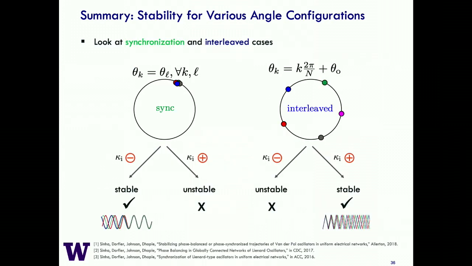Here is a summary. The synchronized case is the first theorem I showed you, and here's theorem 2 on the far right-hand side. If you look at all the different possibilities with positive and negative gain at each condition, you can see that the two stable operating points are the synchronized case for the negative feedback, and the interleaved case for the positive feedback.